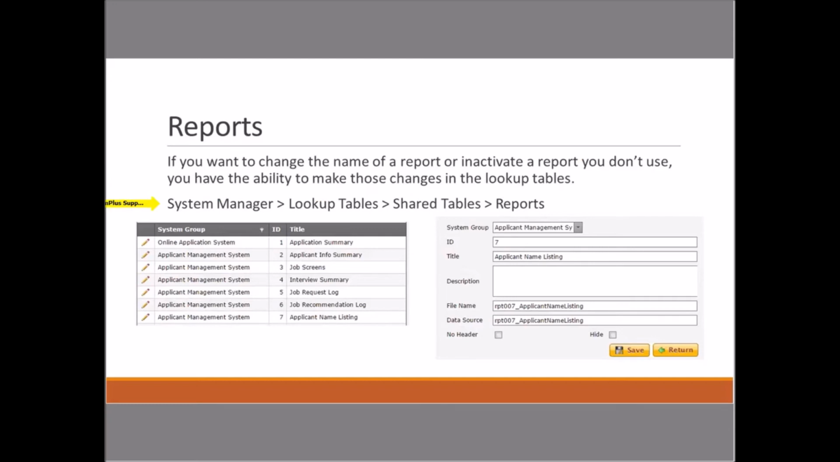It's under Shared Tables, and it's called Reports. And it looks like this when you're there, and it's going to list all the reports. You can filter by system if you're looking for a particular report, like a job report or whatnot. And then you would click on the pencil, and it opens a screen like this. And the only thing that you want to change is the title.